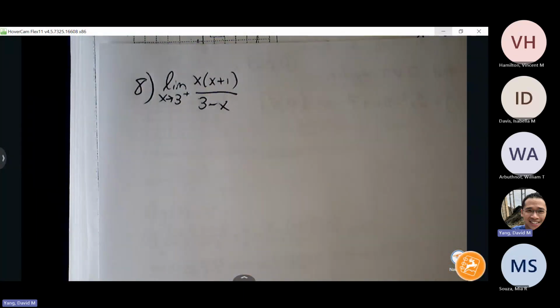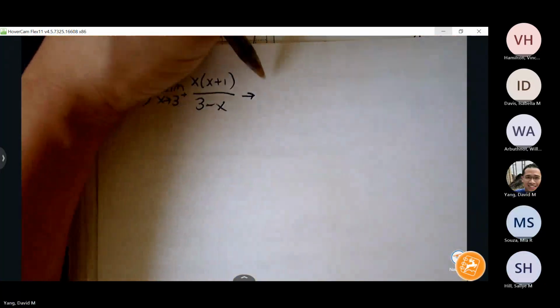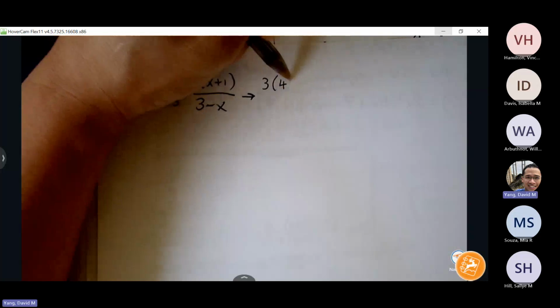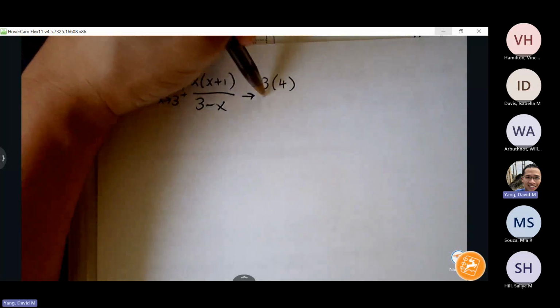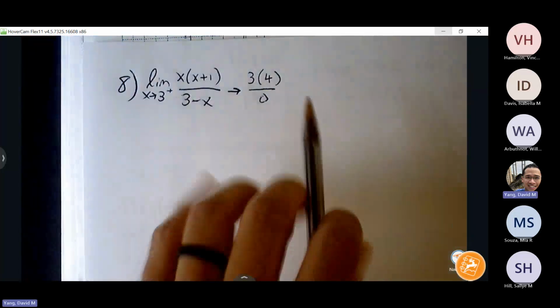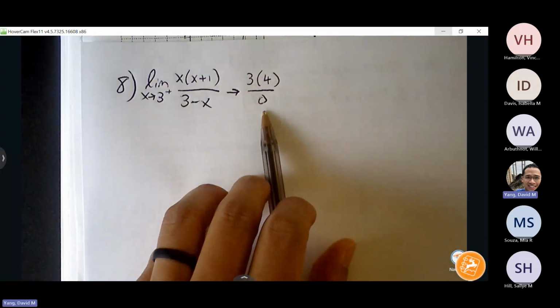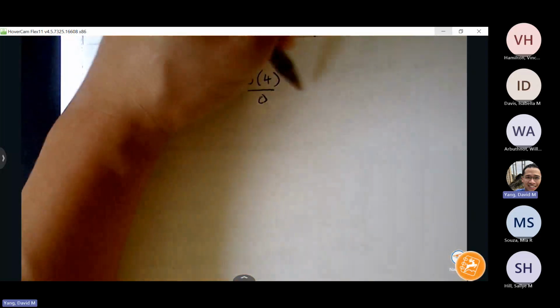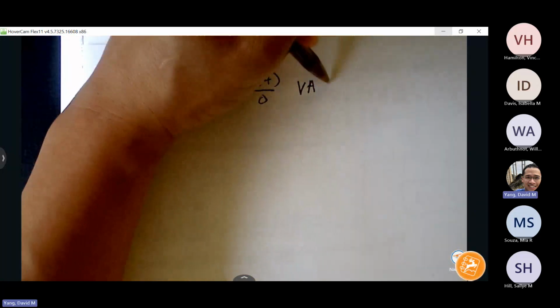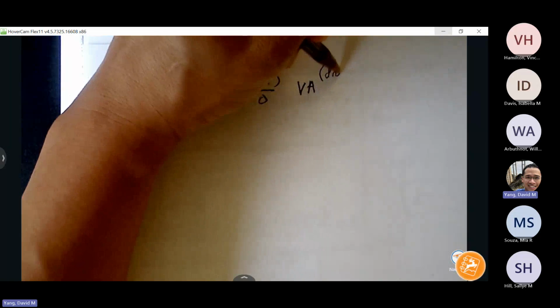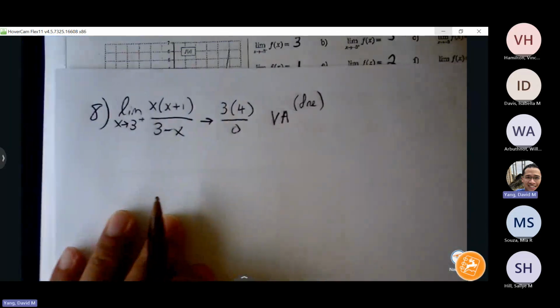What's the first thing we do if we see 3? Plug in 3. Okay. What do we get? You get 12 over 0. This is very telling, right? This is important for us to know what this means. What does this mean here? Does not exist. Because there's a what? Vertical asymptote. Usually the limit doesn't exist, but it's a one-sided limit.